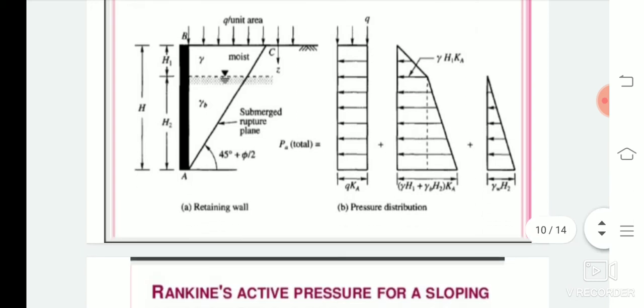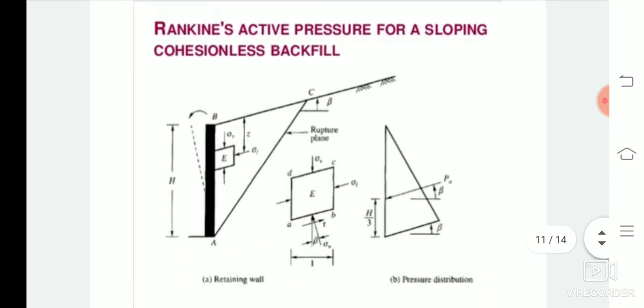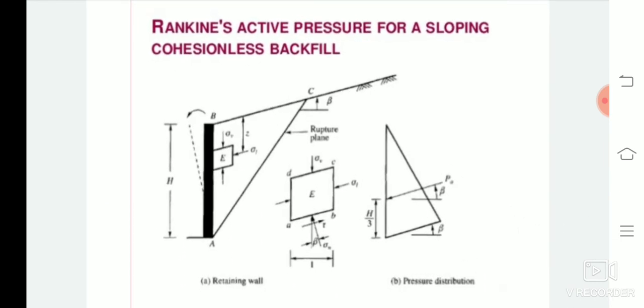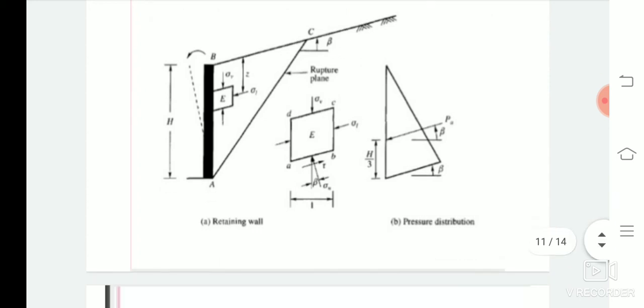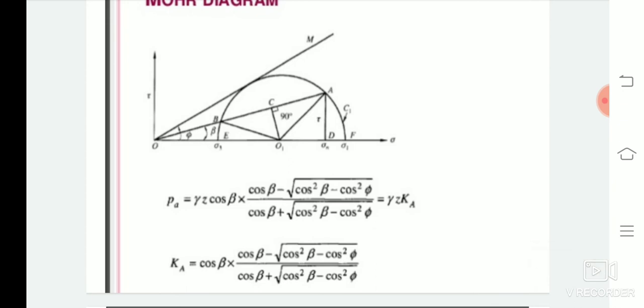Another case is Rankine active earth pressure for a sloping cohesionless backfill. For sloping cohesionless backfill, one assumption is that the backfill does not necessarily have to be horizontal. The sloping surface may be inclined, and this inclination angle with the horizontal is known as beta. So if beta is the inclination angle of the slope, we can obtain the value of the active earth pressure coefficient by plotting a Mohr circle.